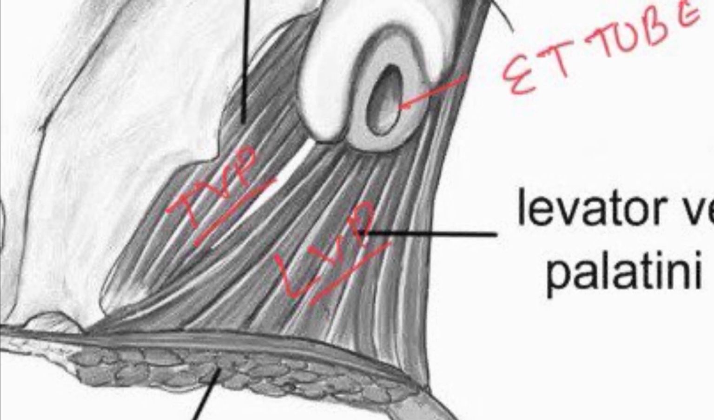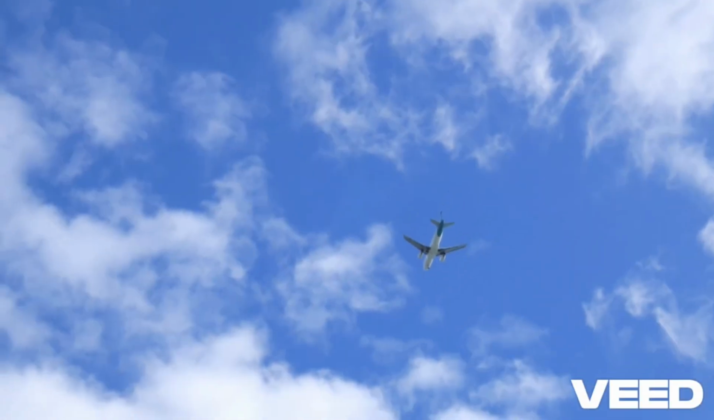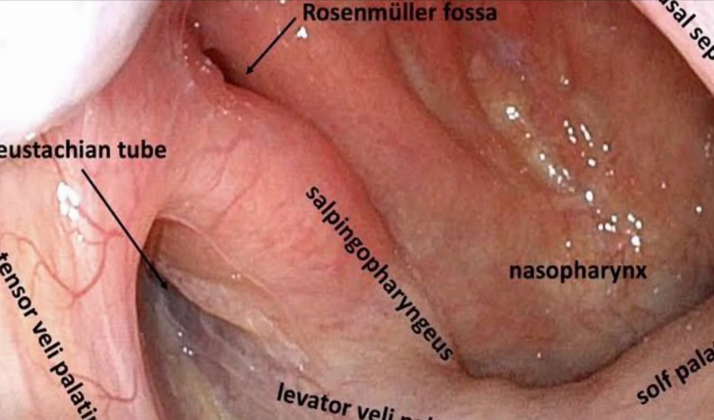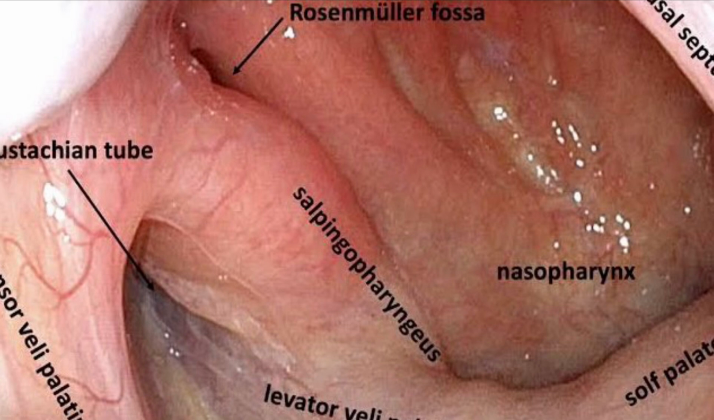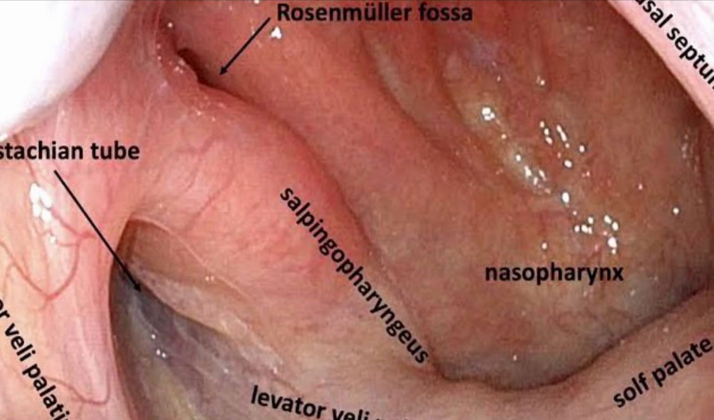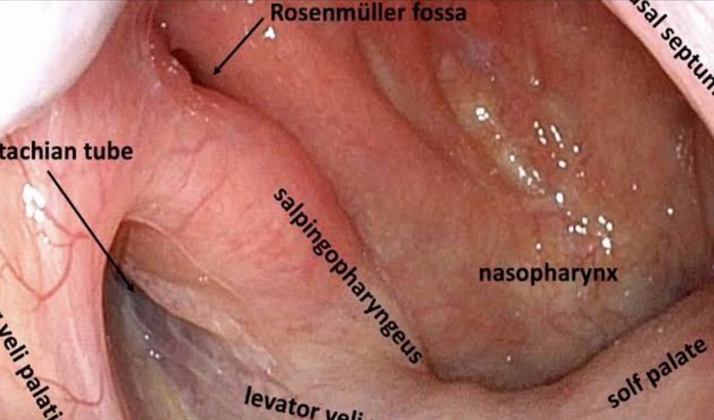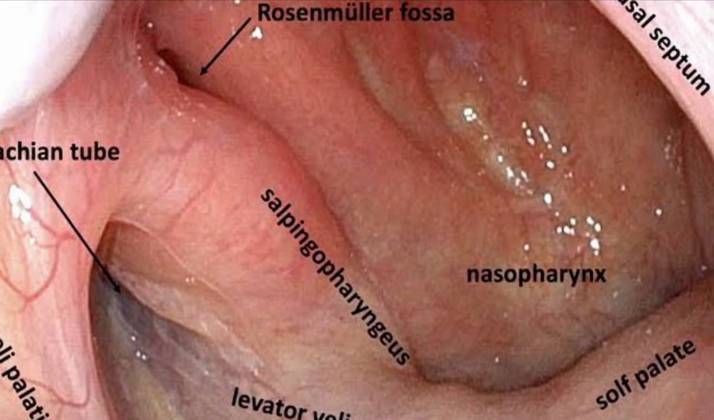Under normal circumstances, the Eustachian tube is closed. It opens during specific actions like swallowing, yawning, and chewing. These actions activate the tensor veli palatini and levator veli palatini muscles, which pull the tube open. This mechanism equalizes pressure between the middle ear and external environment.